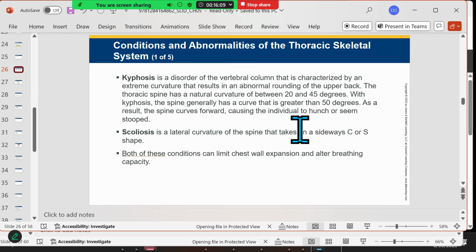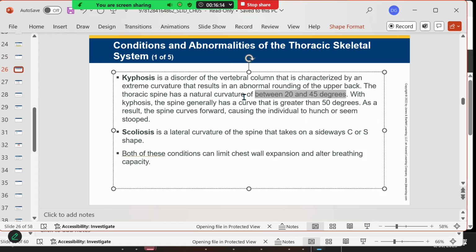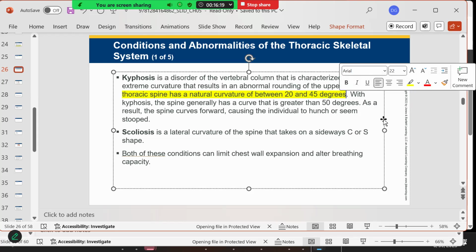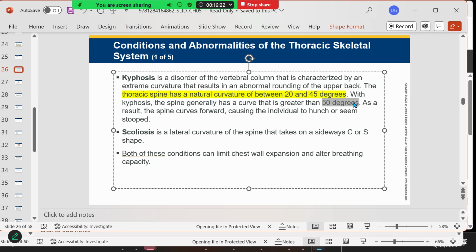Kyphosis is a forward curve. The natural curve is about 20 to 45 degrees in the thoracic spine. But if it goes above 50, we say that is kyphosis. And a lot of elderly women have this situation. I bet you've seen this, where they're sort of humped forward, you might say, or bent forward. It can happen to anyone at any age, however, but it does seem to be more common in elderly females, sometimes connected to osteoporosis, the softening of bones.